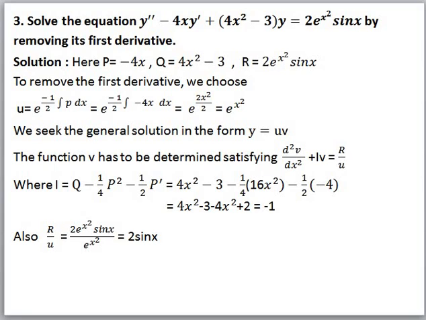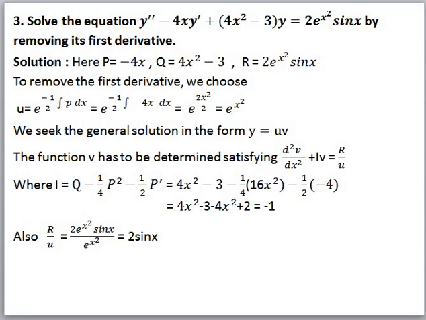Solve the equation y double dash minus 4xy dash plus 4x square minus 3 into y is equal to 2 e to the power of x square sin x by removing its first derivative. Here also, comparing with the standard equation, p is equal to minus 4x, q is equal to 4x square minus 3 and r is equal to the right hand side, which is 2 e to the power of x square sin x.